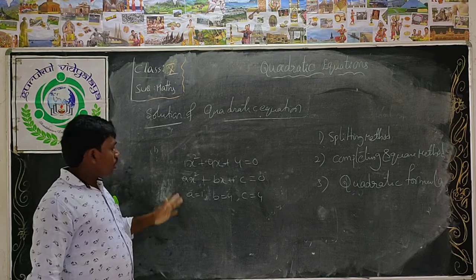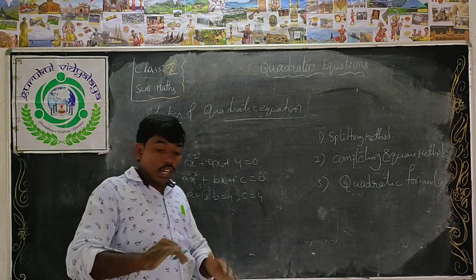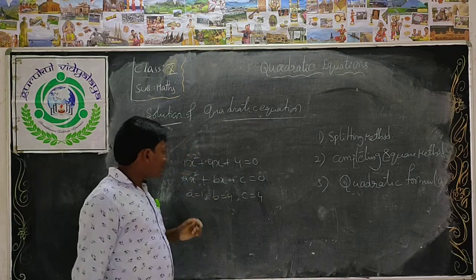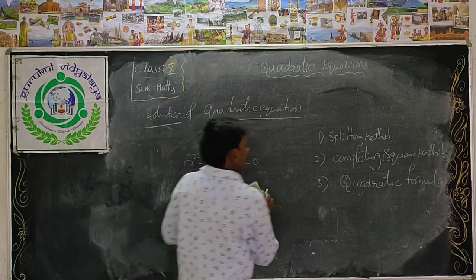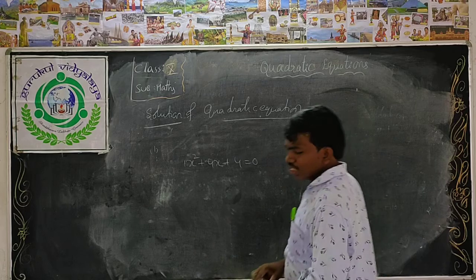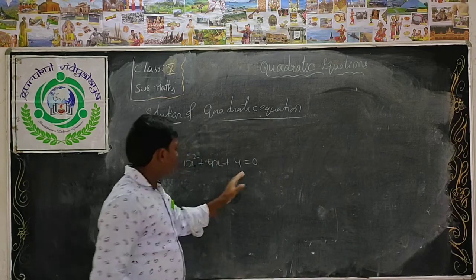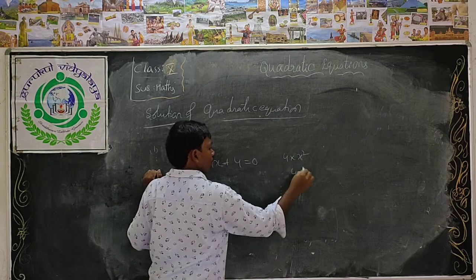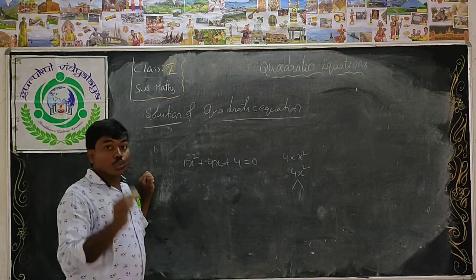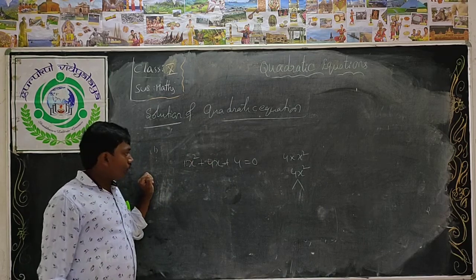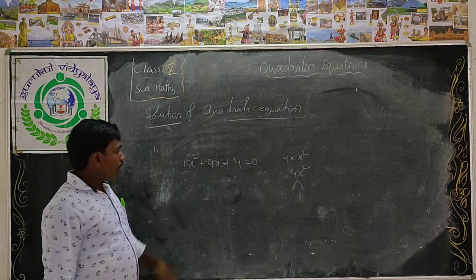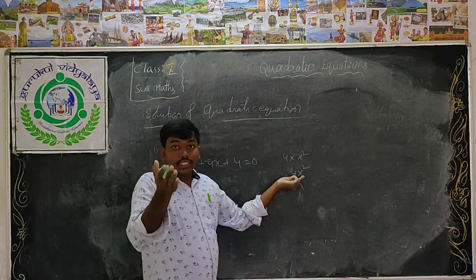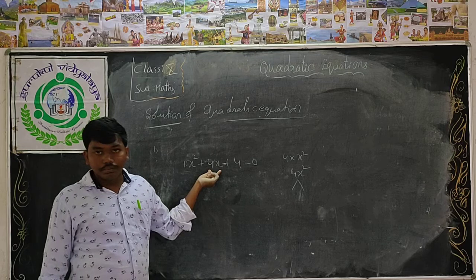Okay, children. So here, first of all, you will multiply the first term and the last term, that is ax square into c. No need to compare now. First I will tell about how to solve it. Multiply the first term and the last term, that is 4 into 1x square, that is 4x square. The 4x square will be split into two terms, and the sum or difference should be the middle term, that is 4x, with the symbol.